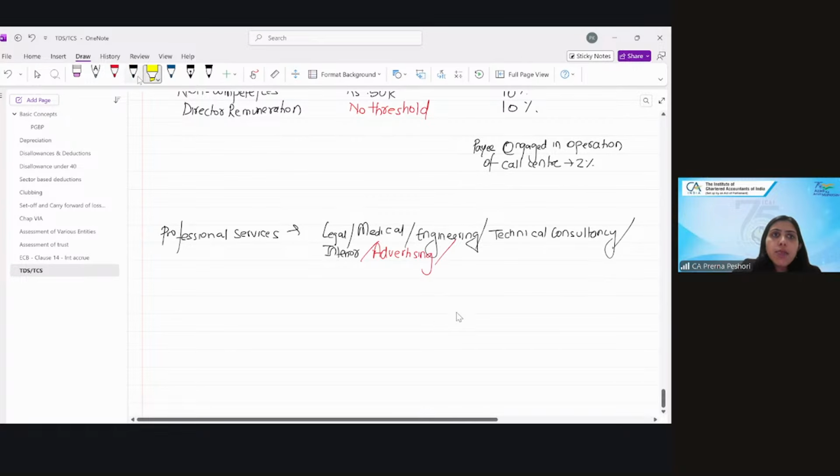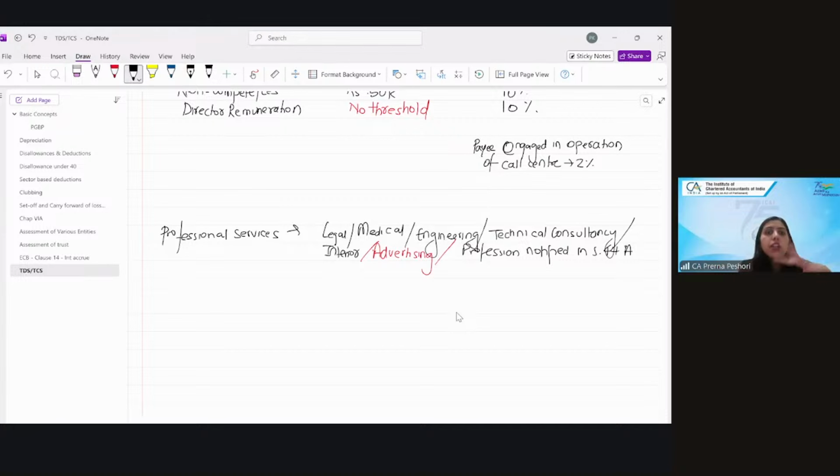Here the advertisement will cover any skill-based advertisement. As you rightly gave the example, it will cover the advertisement where there is a lot of skill involved, like they draft the pamphlets, they design it and all of that. That is under professional services.